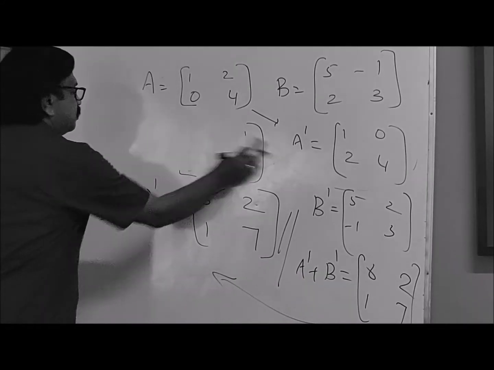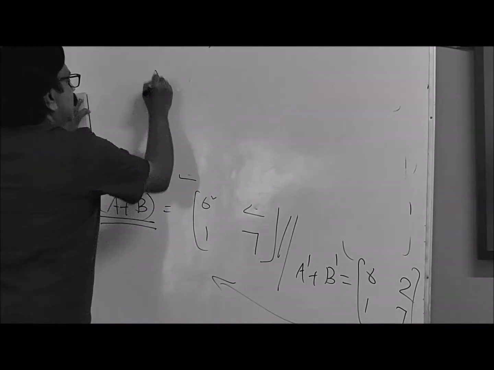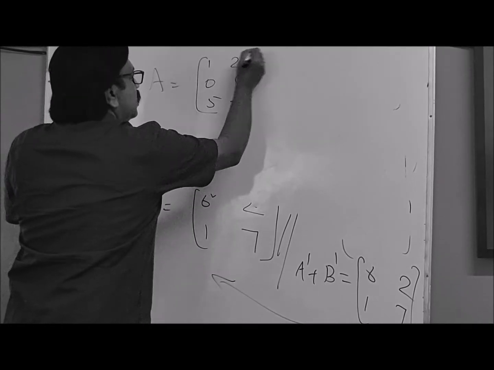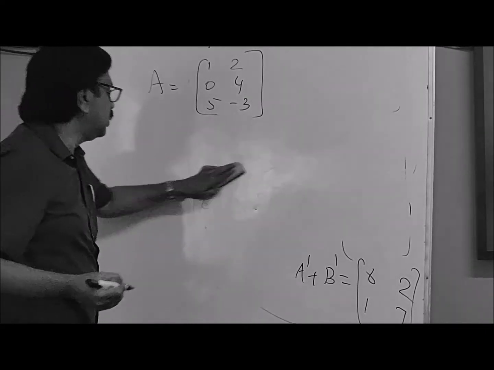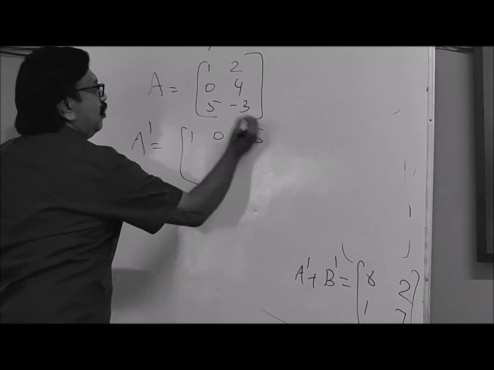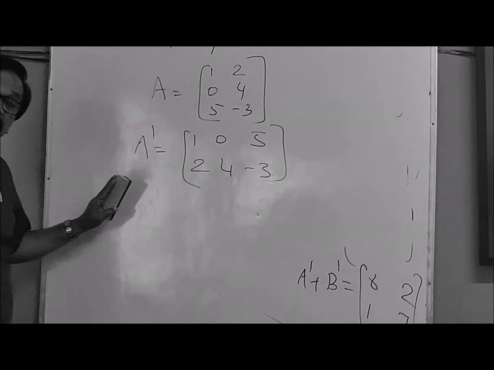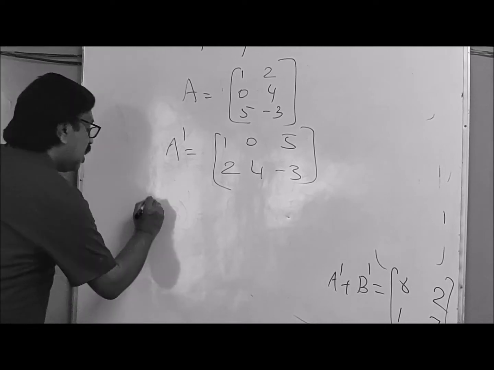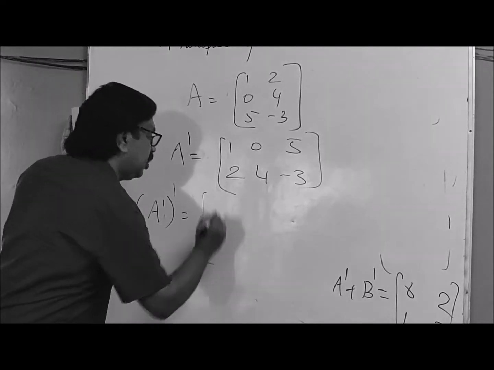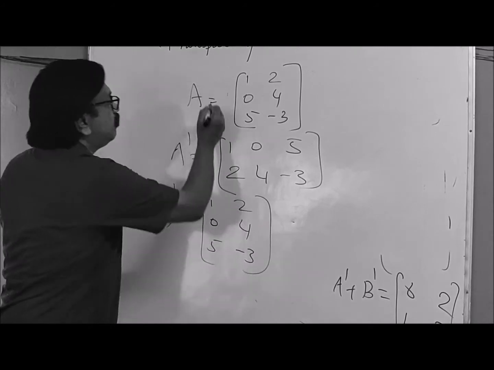Another example. Suppose A is the matrix 1, 2, 0, 4, 5, minus 3. This is the matrix A. What is A transpose? What are you going to get? 1, 0, 5, 2, 4, minus 3. This is A transpose. If you take the transpose once again, the transpose of A transpose, interchanging once again, we get the matrix 1, 2, 0, 4, 5, minus 3. That is the same as the matrix A.